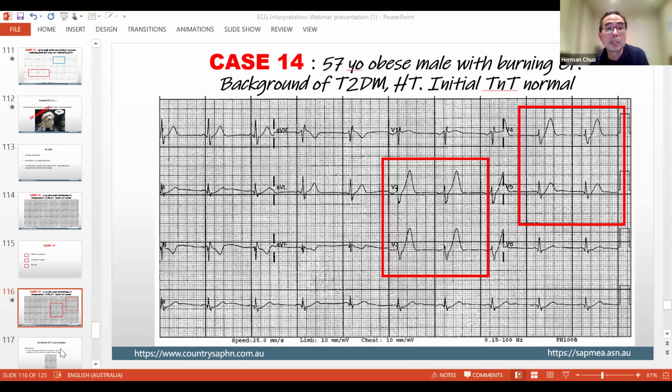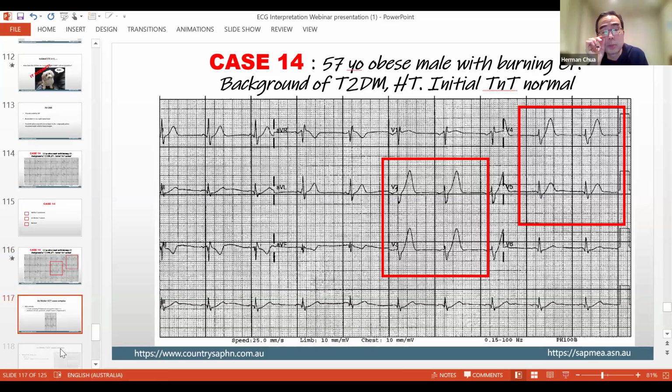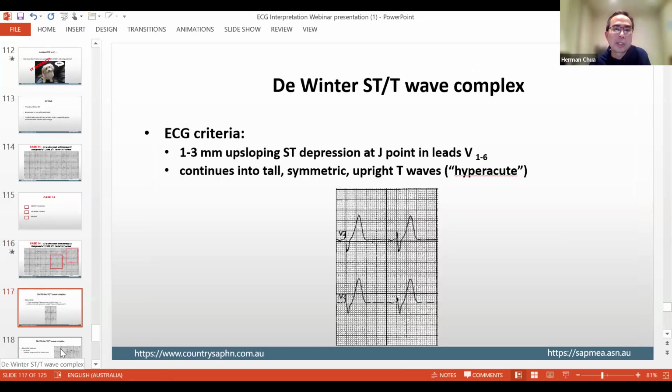So what is this De Winter all about? De Winter is obviously named after this Dutch cardiologist. In fact, he and Hein Wellens are from the same sort of cardiology setup. So basically, what is De Winter? It is a hyperacute, tall, symmetric, upright T wave that is preceded by upsloping ST depression.